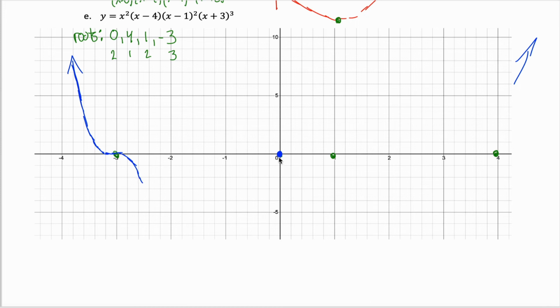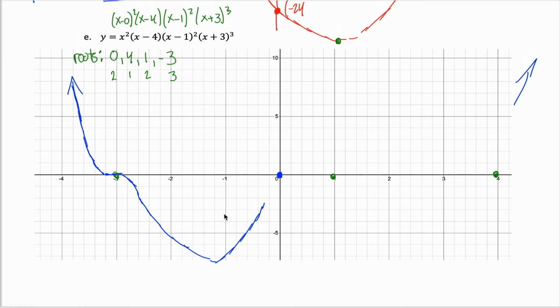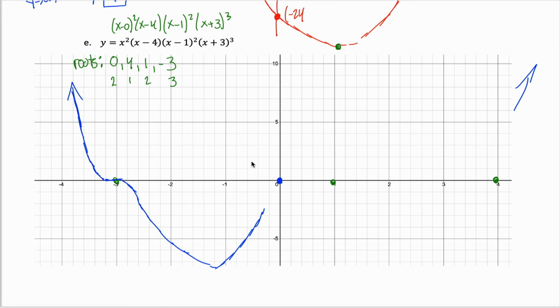The next point of interest is this point, which is both the y-intercept and an x-intercept. So at some point I want to turn my graph around. I'm not concerned with where it turns around. This root has a multiplicity of 2, so at this point I want to bounce off the graph and stay below the x-axis.